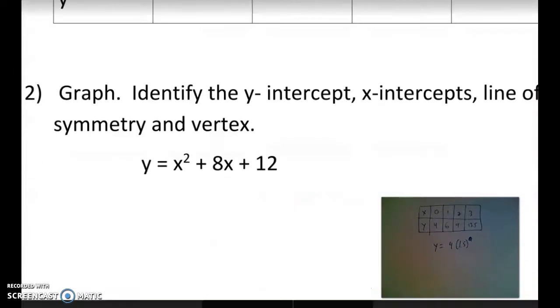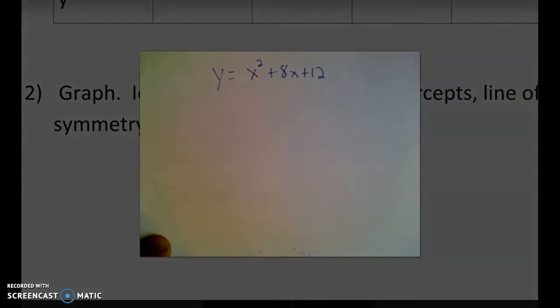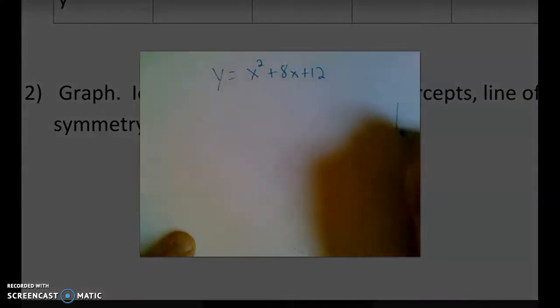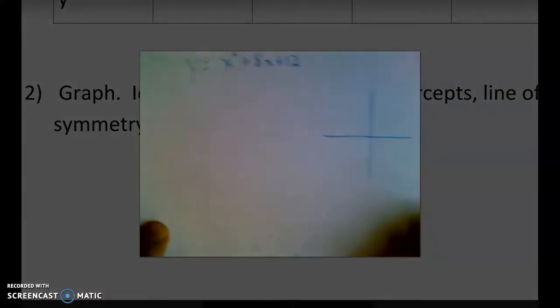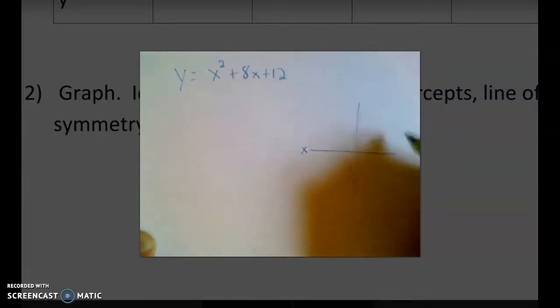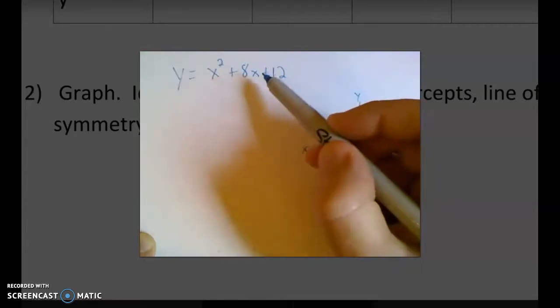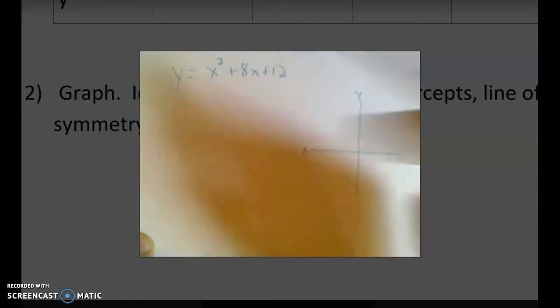All right, number 2, looking to graph. So I want basically a full graph of this quadratic equation. In order to do this, the first thing I want to understand is in the expanded form, which is this, it tells me right away the y-intercept. So I'll make the graph over here. The y-intercept is going to be 12. So that means if x is 0, if I made both of these x's 0, the answer to y would be 12.